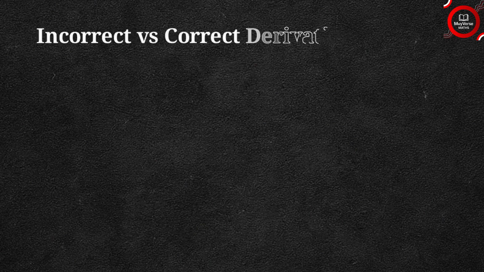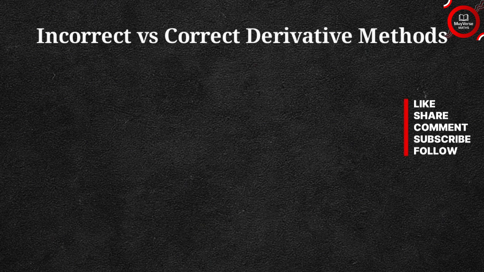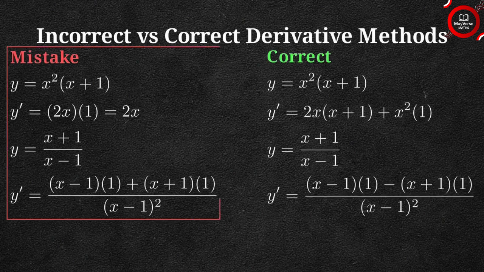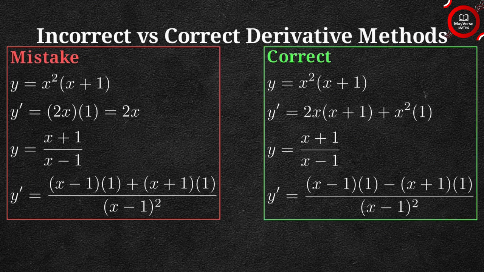Next. Compare an incorrect approach and the correct approach side by side. We'll keep it short and visual and focus on 2 common mistakes: multiplying derivatives directly and a sign error in the quotient rule. On the left, we show the incorrect approach. On the right, we show the correct approach.